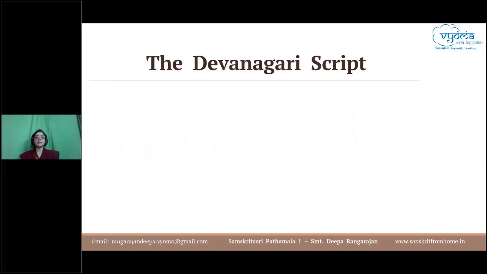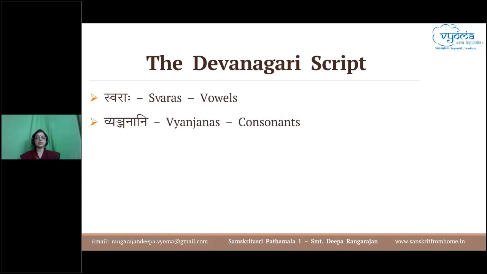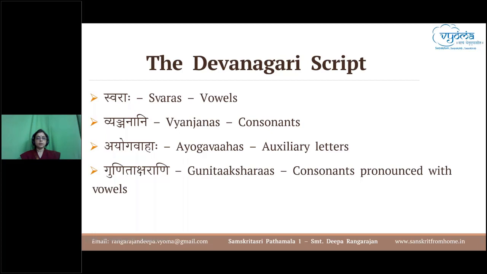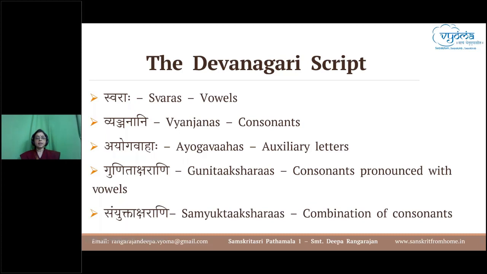So far what we have seen is the components of the Devanagari script, which are the swaras, then the vyanjanas or consonants, the ayogavahas or the auxiliary letters, the gunitaksharas or combinations of consonants with vowels. Today we will be seeing the samyuktaksharas, which are combinations of consonants.